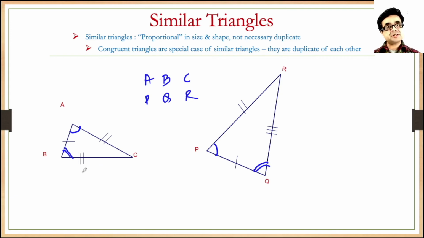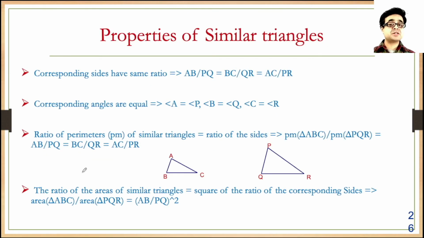So the nomenclature and how you write it down is very, very important in similar triangles. Some of the properties in similar triangles: we have already seen that the corresponding sides have the same ratio. Corresponding angles are equal, which is the same as the AAA property. The ratio of the perimeters will be equal to the ratio of the sides, very easily derivable properties. And finally, the ratio of the areas will be the square of the ratio of the corresponding sides.